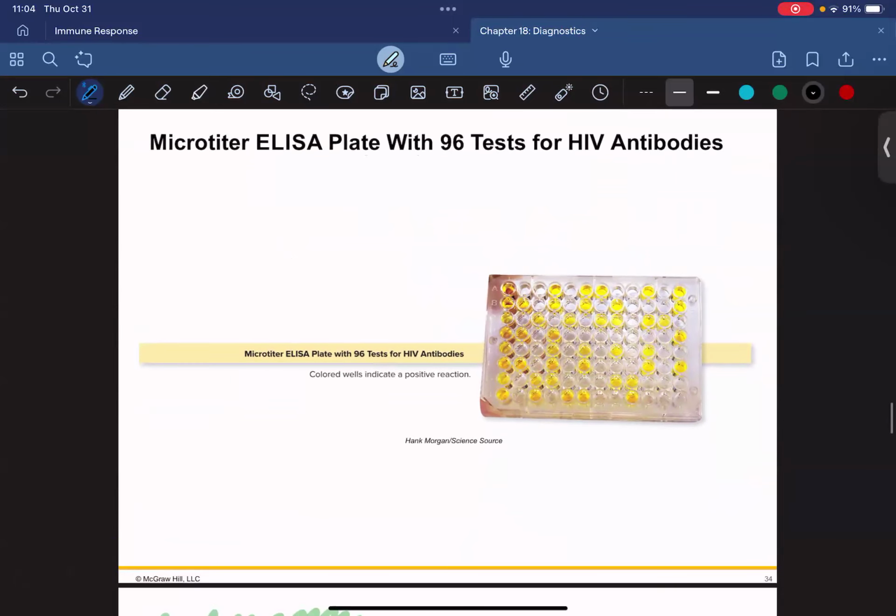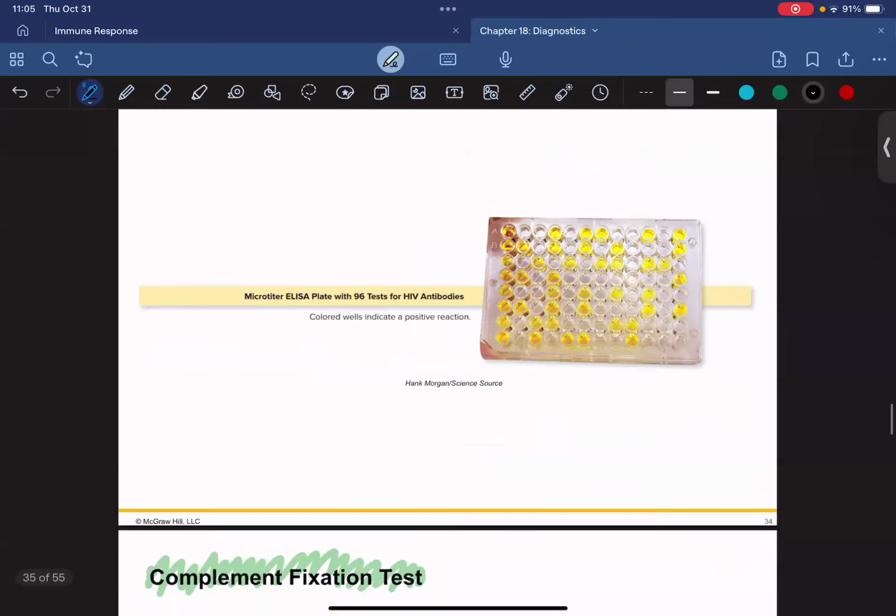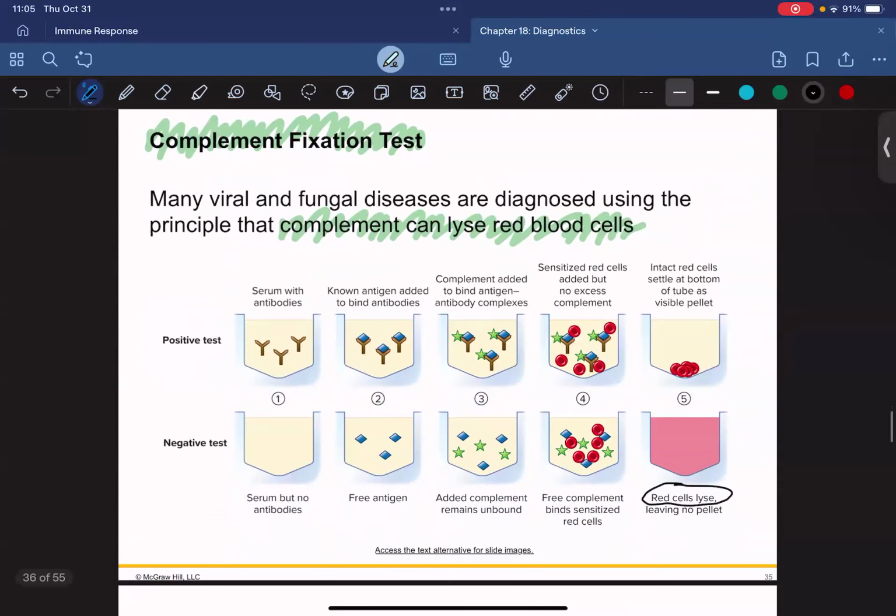Then you'll look at our samples in our 96 well plate, and we don't usually have just 2 rows. It's usually going to be pretty full because we're usually going to be testing for different variations, different dilutions, and all sorts of stuff, different antigens that are on the surface of these things, and looking to see if that person is positive or not based on color change.